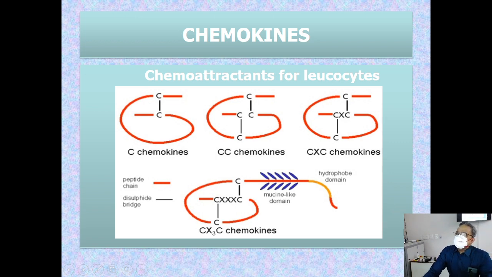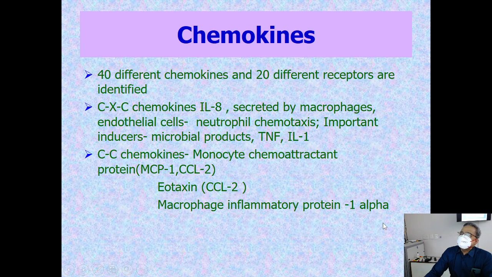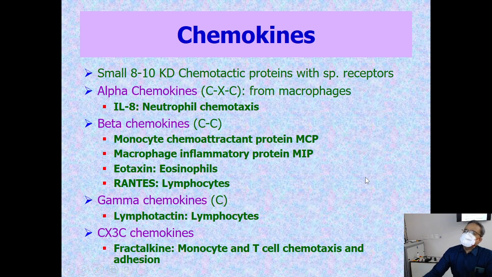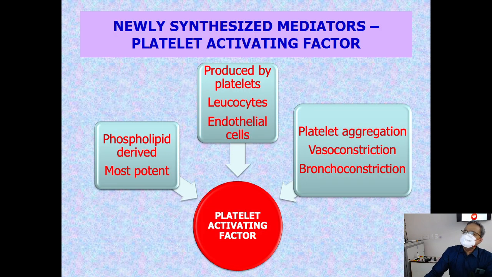Now the last of the groups is chemokines, which are chemoattractant for leukocytes, and there are multiple classes of chemokines. But you can remember that although there are 40 of them, only some are important. You can remember this as alpha chemokine, which is interleukin 8, which is for neutrophil chemotaxis. Beta chemokines are mostly macrophage activators or attractants. You also have eotaxin and RANTES. Gamma chemokine, which is lymphotactin, and CX3 chemokines, which are fractalkine, are all important for lymphocyte chemotaxis. Chemokines are basically chemotactic cytokines. Okay.